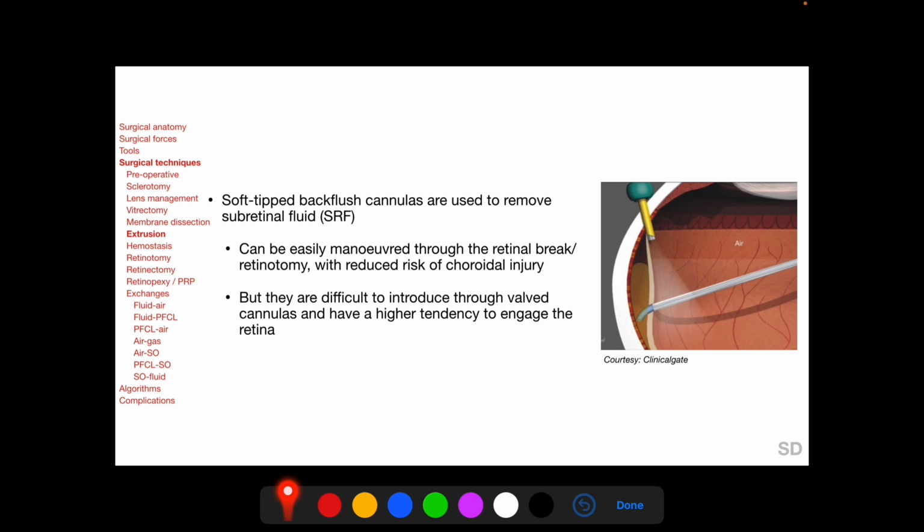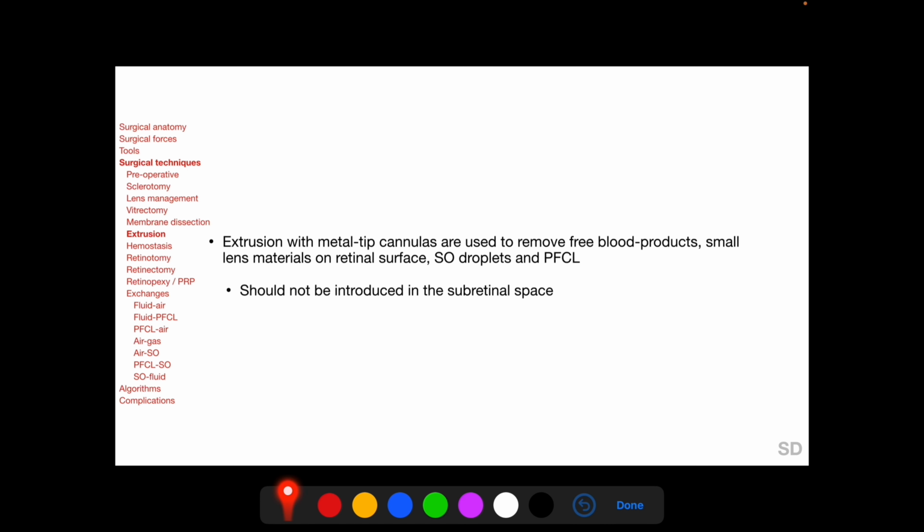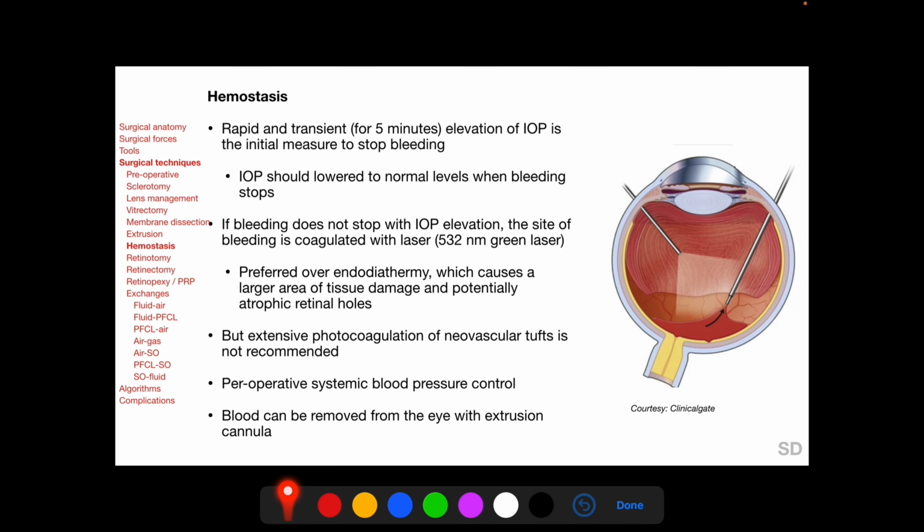But in contrast to metal-tipped extrusion cannulas, soft-tip backflush cannulas are difficult to introduce through valved sclerotomy cannulas and have a higher tendency to engage the retina. Although metal-tipped extrusion cannulas can be used to remove firmer intraocular materials, the tips of these cannulas should not be introduced in the subretinal space.